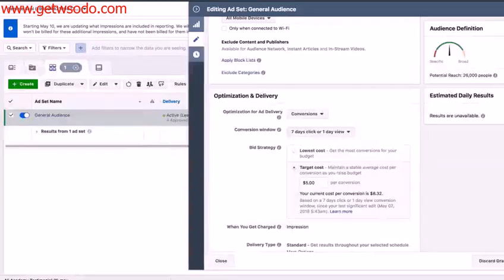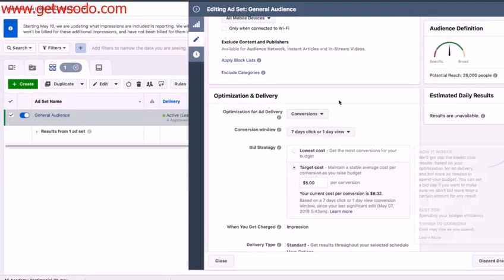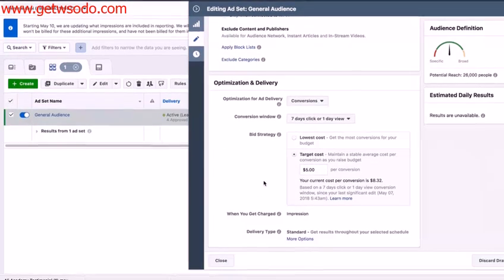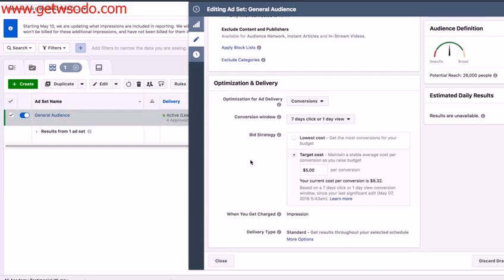Let's have a look in the ad set here. So we're at the ad set of an ad set that's giving us leads at about $8 a pop, and you'll see right down at the bottom here in optimization and delivery is where we start to talk about manual bidding and auto bidding. So lowest cost is basically where Facebook tries to go after the cheapest result for you.